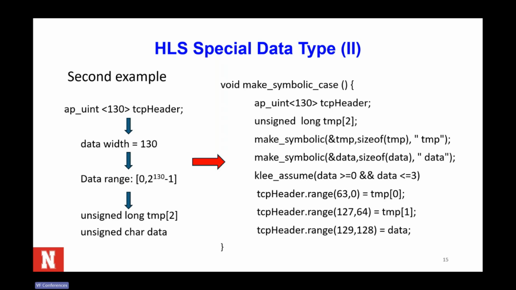First, create 2 symbolic variables. It's unsigned long. Every variable is 64 bits. But the 64 bits do not match the special variable. So we need to add another basic variable, like unsigned char data. And the last one, we also need to limit the access range.